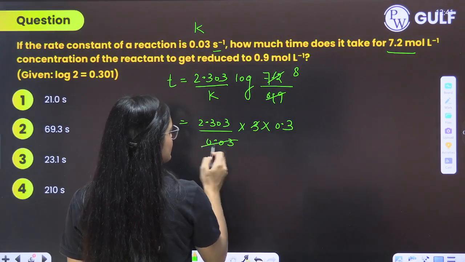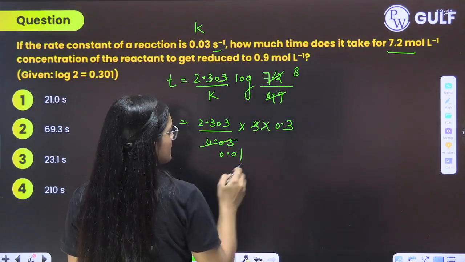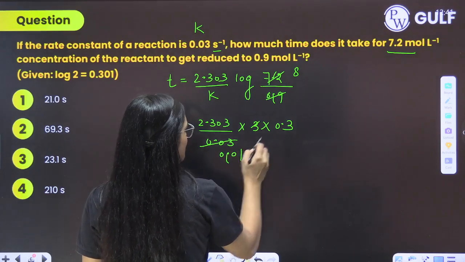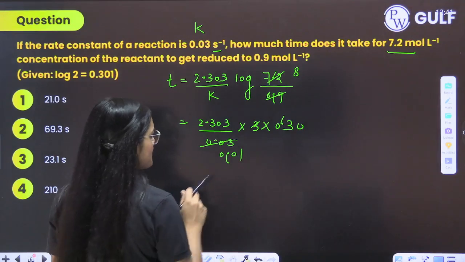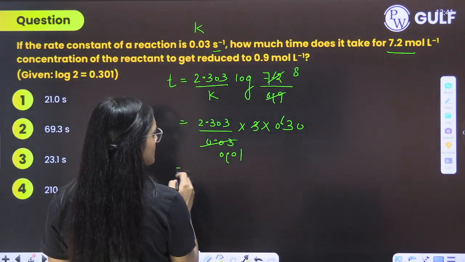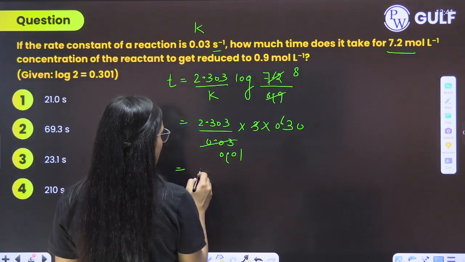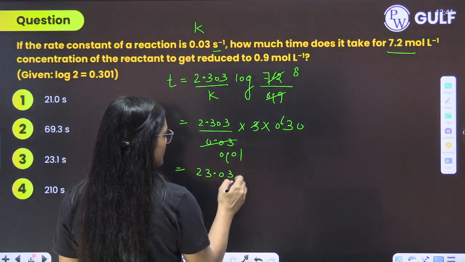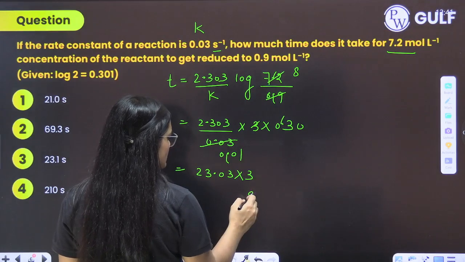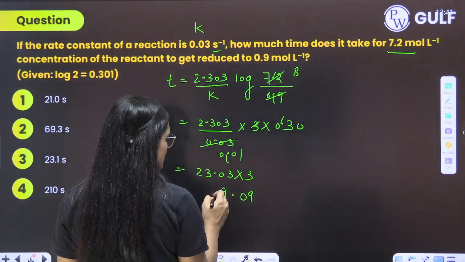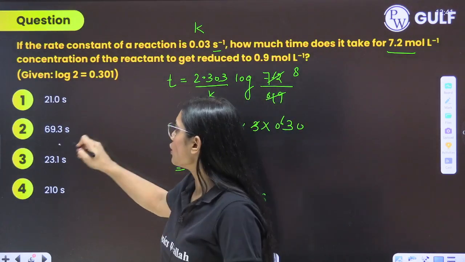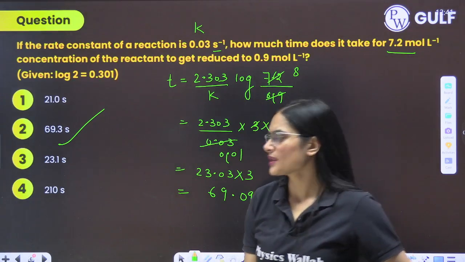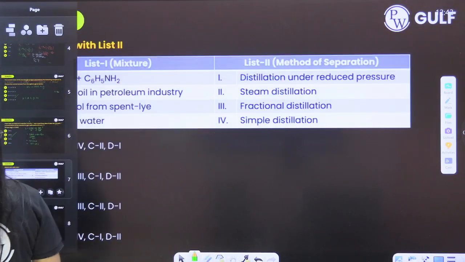Now, this would be 0.01, and this would be 0 here. Yeah, now you can multiply it with 3. 230.3 multiplied by 3. So here it would be 690.9 second. So that is why here option second is the right answer. Let's move towards the next one.